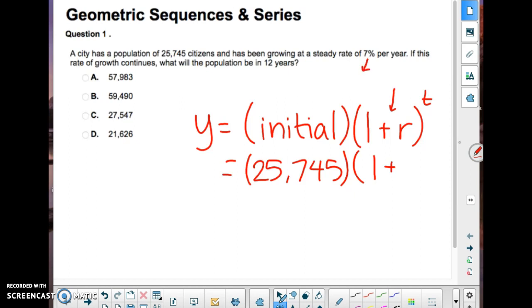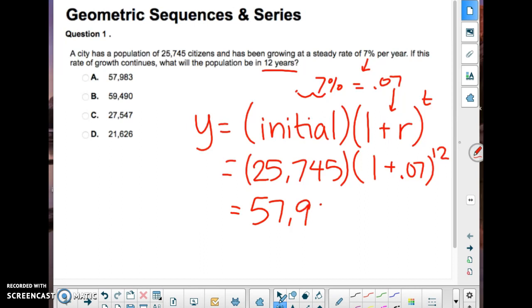We need to convert that to a decimal. And so to do that, we move the decimal over twice. So it becomes 0.07. So 0.07 is our rate, and then the time they give us is 12 years. So that's going to be to the 12th power. So if you put all of this in your calculator, it becomes 57,983, and that's our answer. So this problem, you just needed to know this formula in order to solve it.